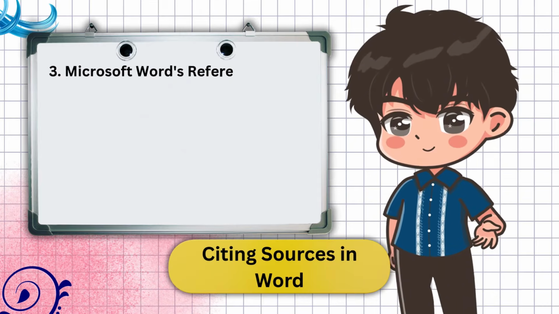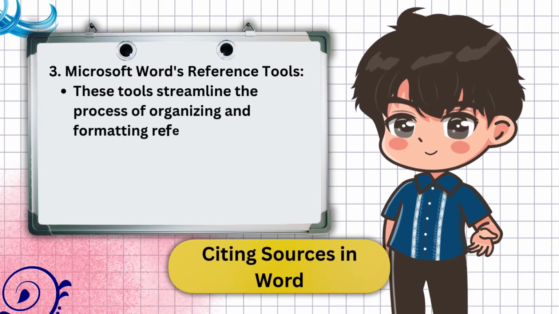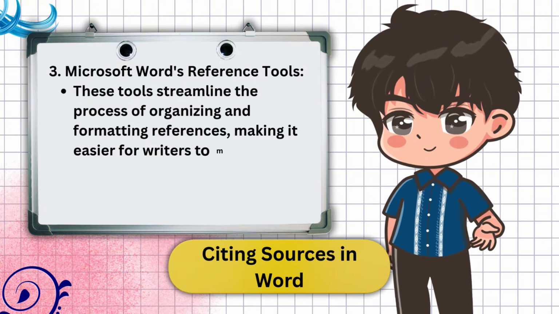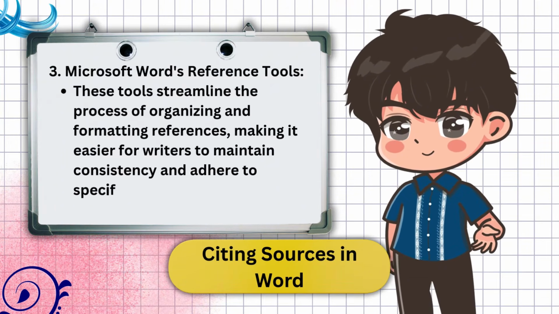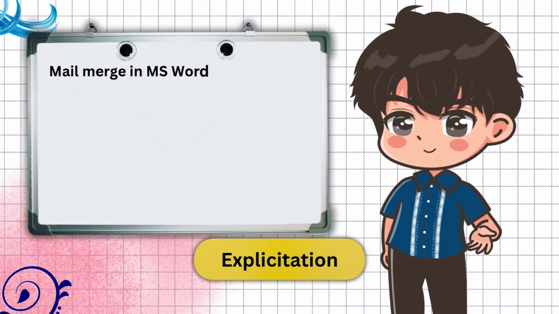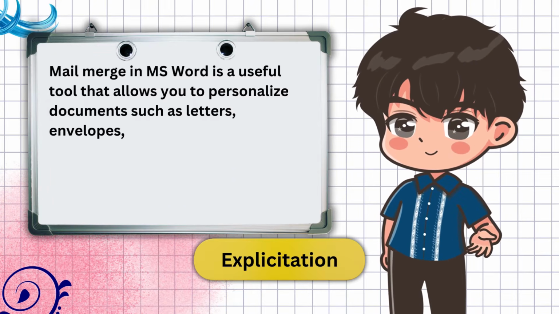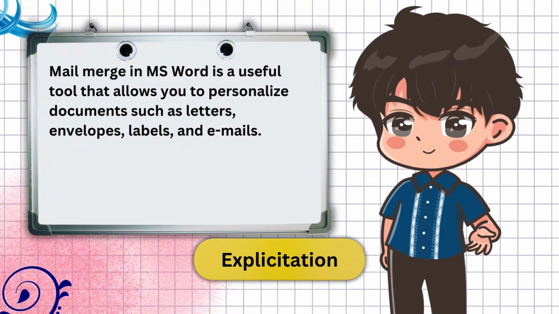3. Microsoft Word's reference tools. These tools streamline the process of organizing and formatting references, making it easier for writers to maintain consistency and adhere to specific citation styles. Mail Merge in MS Word is a useful tool that allows you to personalize documents such as letters, envelopes, labels, and emails.